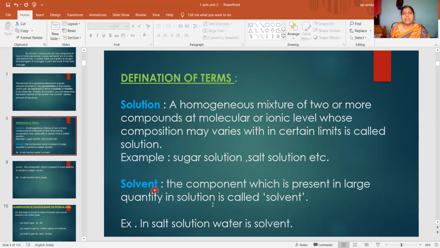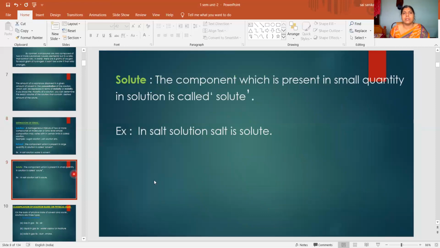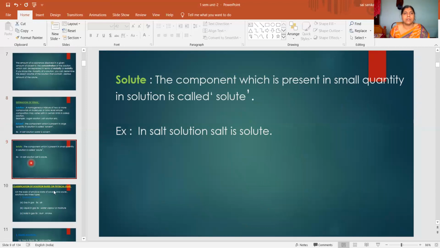And solvent means large in quantity in a solution. A component which is large in quantity in a solution is called solvent. So in salt solution, water is more in quantity, so water is the solvent. Similarly, solute means which is present in small quantity. In salt solution, salt is small in quantity, so salt is the solute. So this is about solution, solute and solvent.